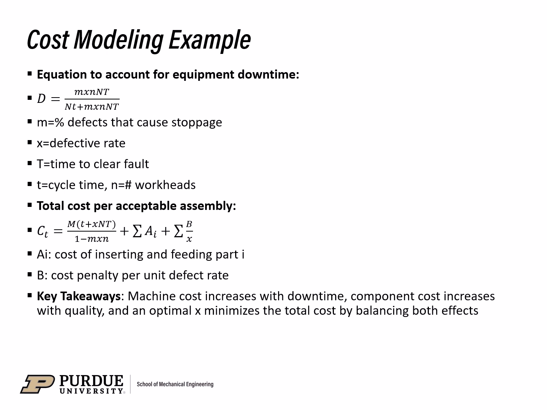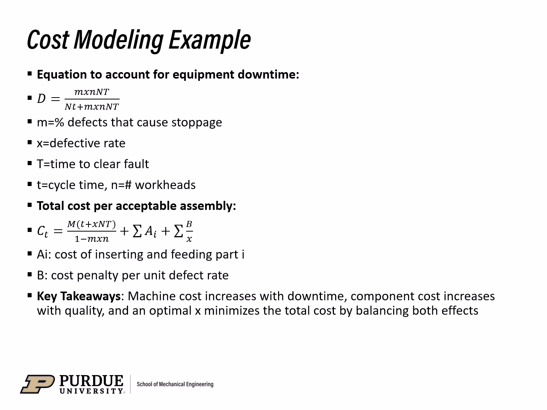Okay, so building on that, the total cost model captures 3 types of cost: the processing time, the part handling time, and the quality loss, which is represented by the CFT equation below. A sub I is the cost of inserting and feeding the part, which we're going to get into later. And B is the cost penalty per unit defect rate.